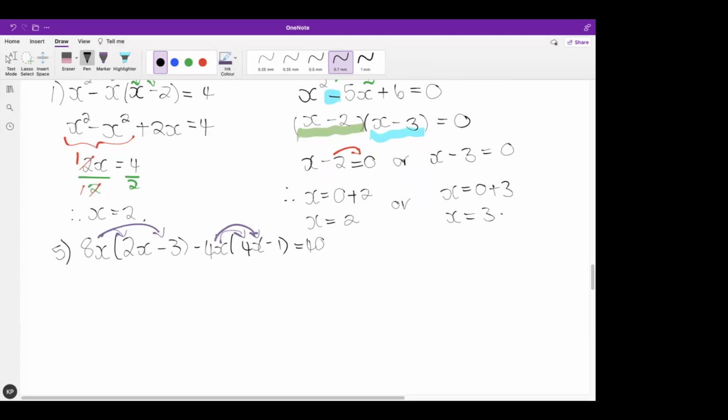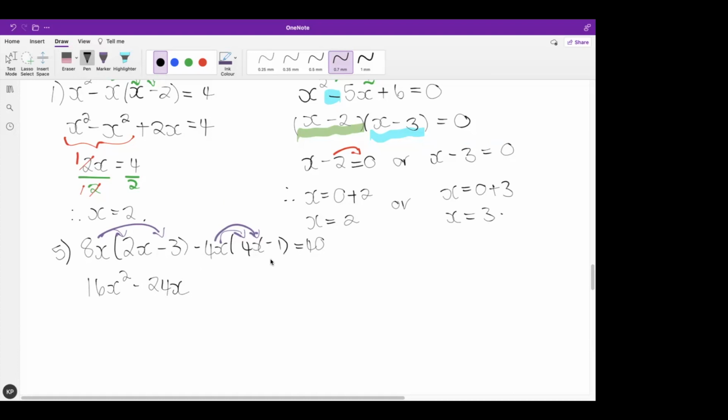Just 16. Remember, there's an x and an x, so this is 16x squared. Nice. Squared. And then 8x times negative 3. Negative 24x.